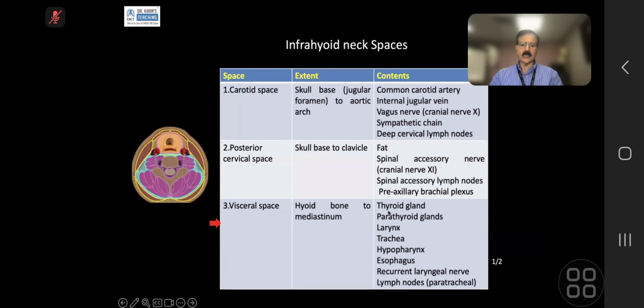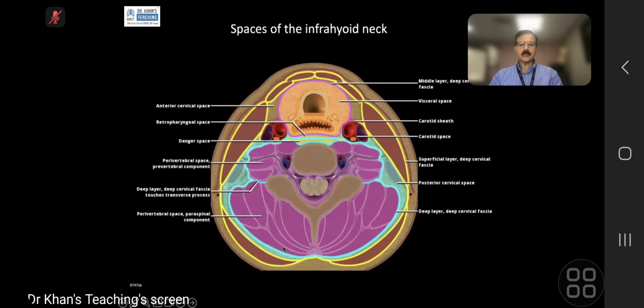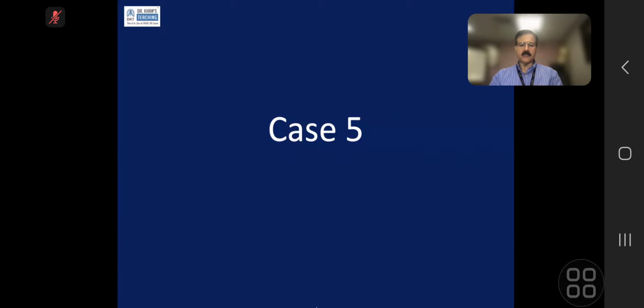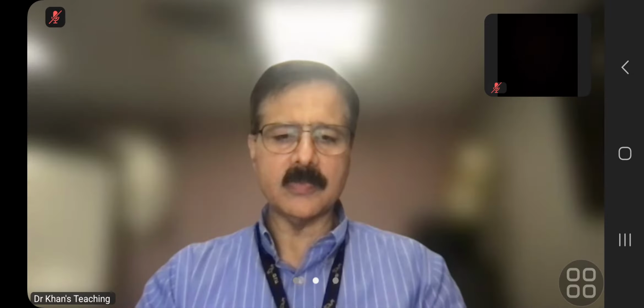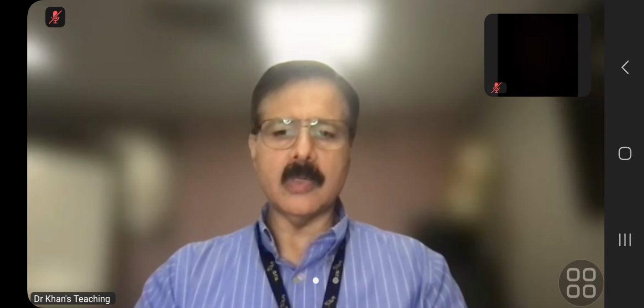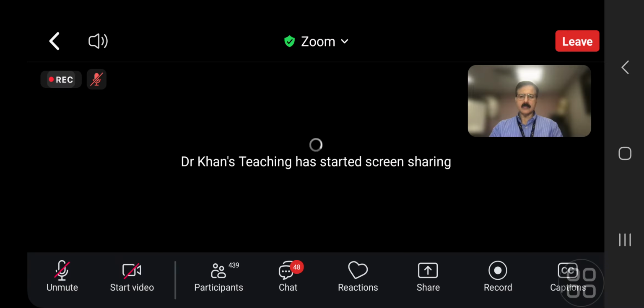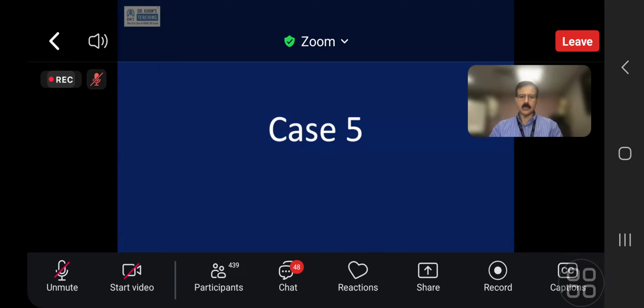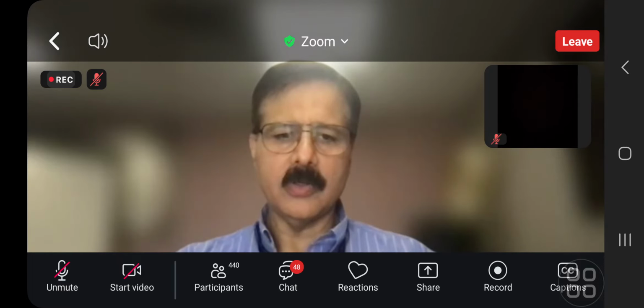So these are the various components: thyroid gland, parathyroid gland, larynx, trachea, hypopharynx, esophagus, recurrent laryngeal nerve, etc. So with this background, let's go back to the case.